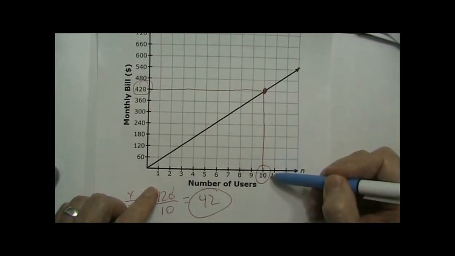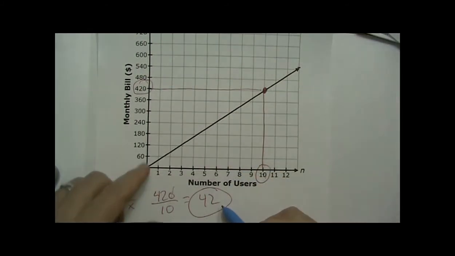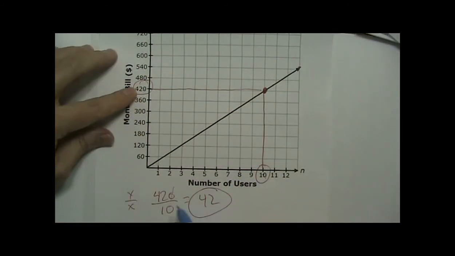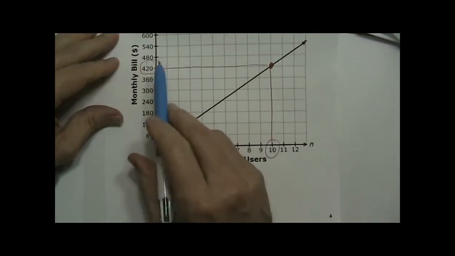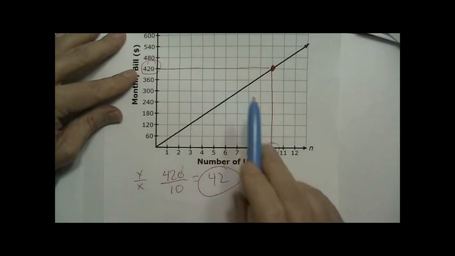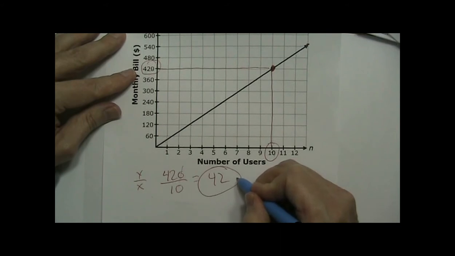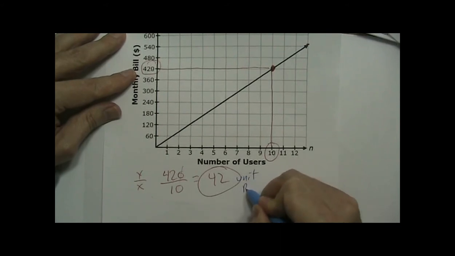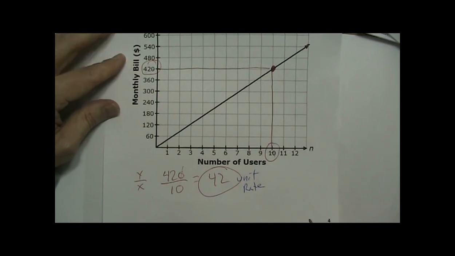So I can use this 10 and this 420. So I just take my y over the x. Y divided by x. This is my y, 420, and this is my x, 10. 420 divided by 10 is 42. This is the unit rate. Y over x.